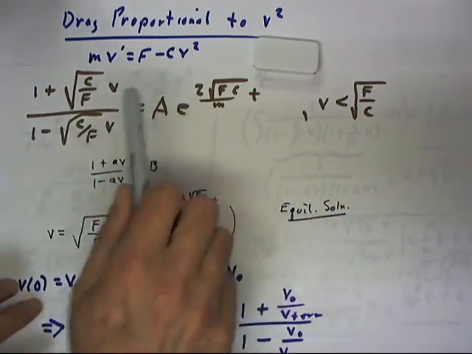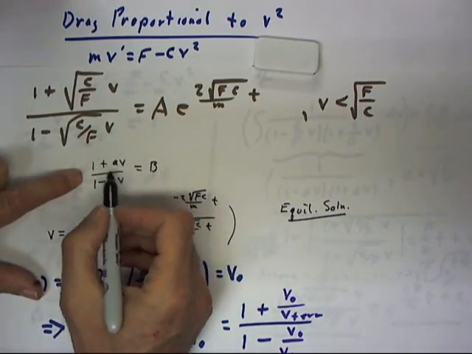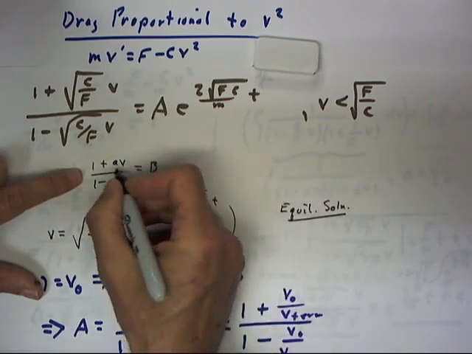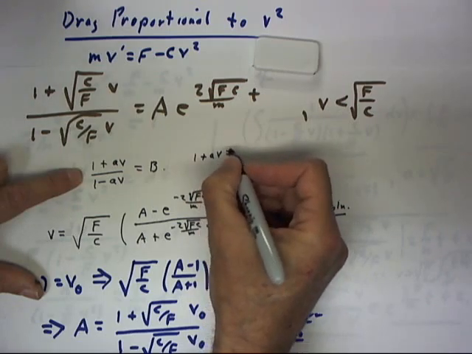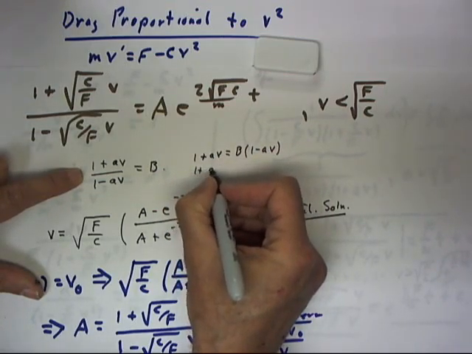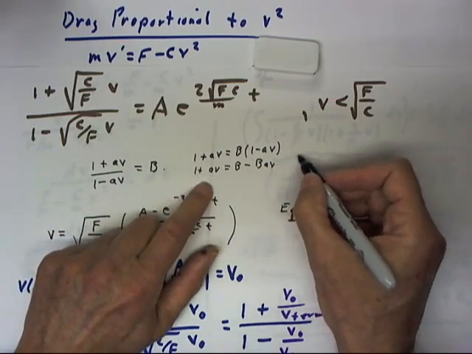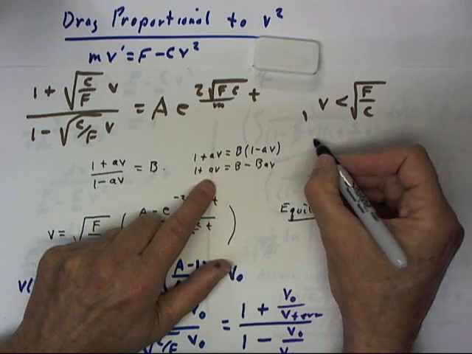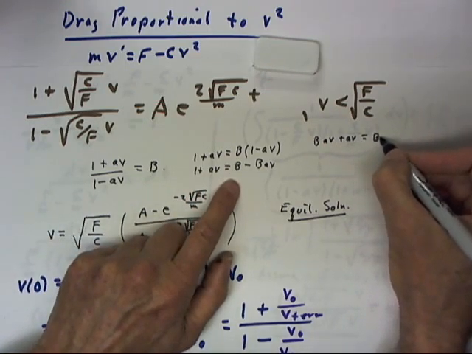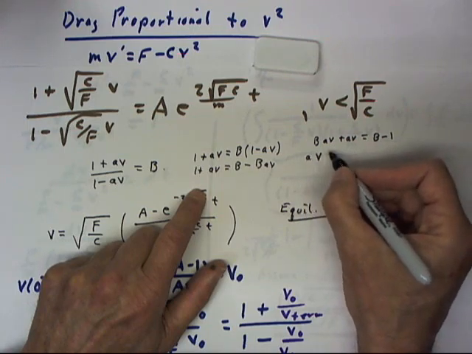Now, we solve this equation for v, and without going into all the gory details, let's just solve an equation of the form 1 plus Av over 1 minus Av equals capital B. If we multiply both sides of the equation by the denominator, we get 1 plus Av equals B multiplied by 1 minus Av, which is 1 plus Av equals B minus B times Av, and bringing the v terms over to one side, we end up with B times Av plus Av equals B minus 1.